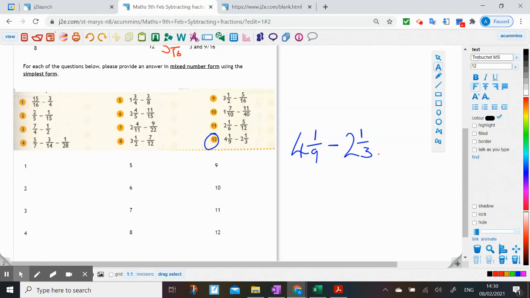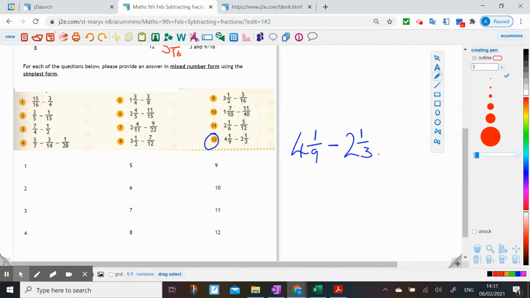All right, if you're watching now, I'm hoping you've had a chance to try this one yourself, but let's see how you did. So of course, 9ths and 3rds, they're not the same. So we can't make the ninths into the thirds in this case, so let's make the thirds into ninths. So we'll keep our 4 and a ninth, subtract 2 and some ninths. So how did you make the 3 into 9? What did you multiply by? 3, of course. 3 times 3 is 9.